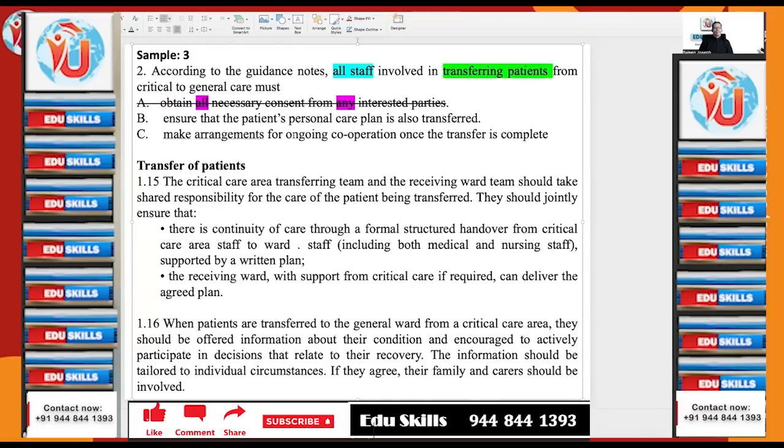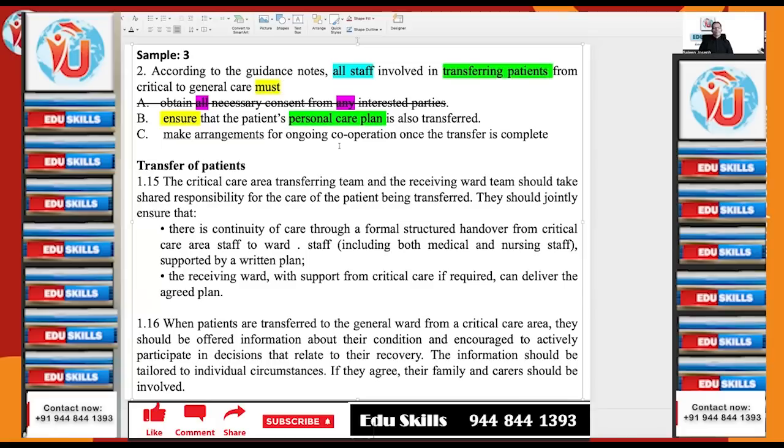Let's check. Second one, ensure that the patient's personal care plan is also transferred. What is important here? And ensure also will be important. We'll have to look into it because must is there. Here there is must. Somebody highlighted earlier, must is there. Okay.